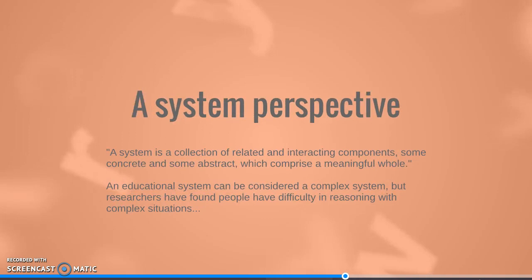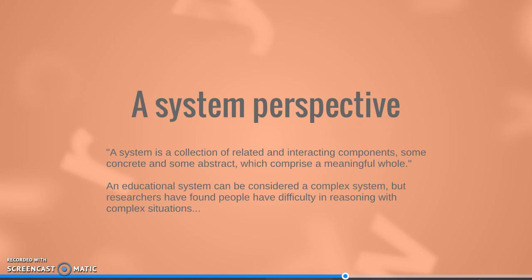A systems perspective. A system is a collection of related and interacting components, some concrete and some abstract, which comprise a meaningful whole. An educational system can be considered a complex system, but researchers have found that people have difficulty in reasoning with complex situations.